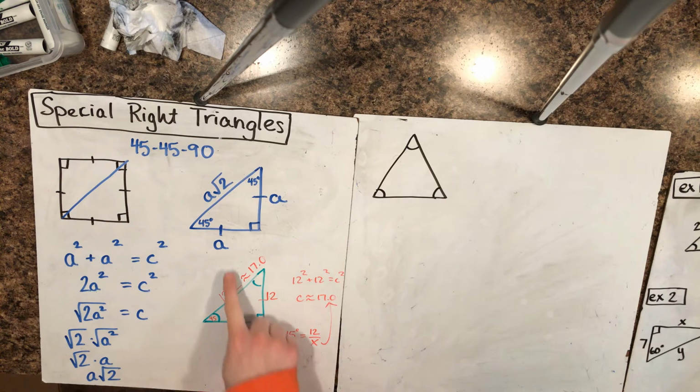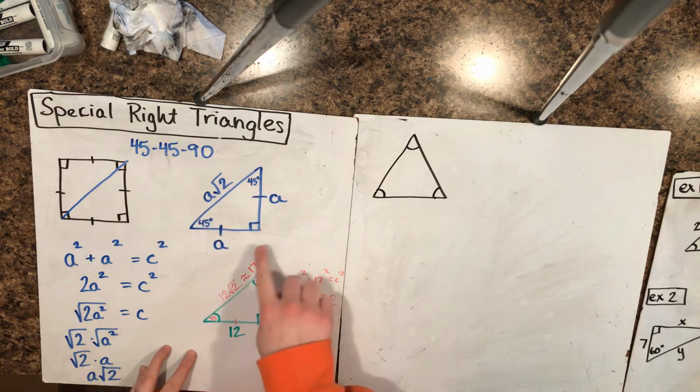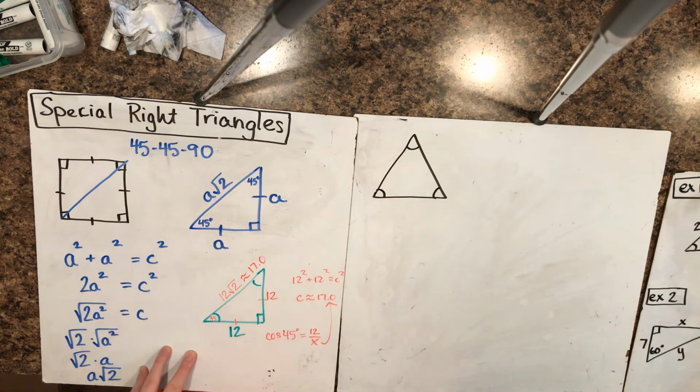Okay, so the point is, if you like to study that this triangle always has a, a, and a square root of 2, you can make certain problems much, much faster than Pythag or SOHCAHTOA. Okay, let's look at the second special right triangle.